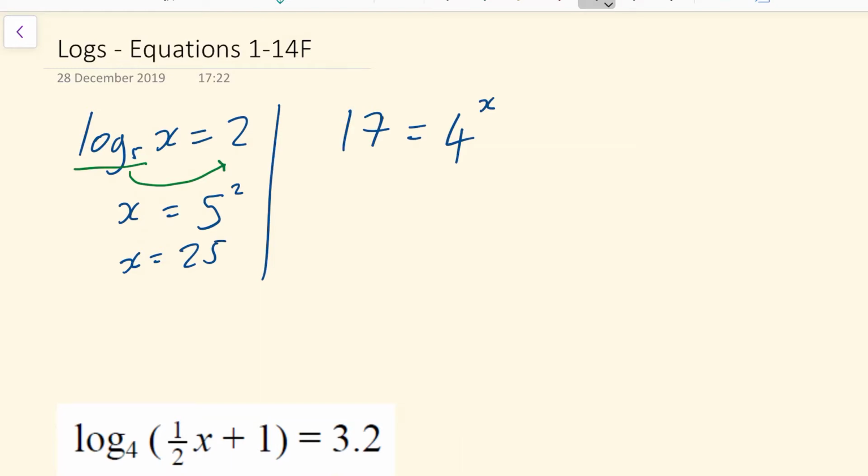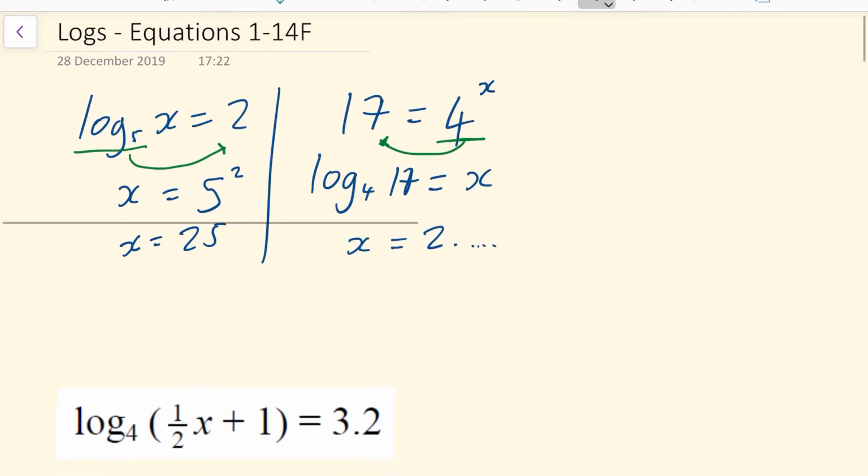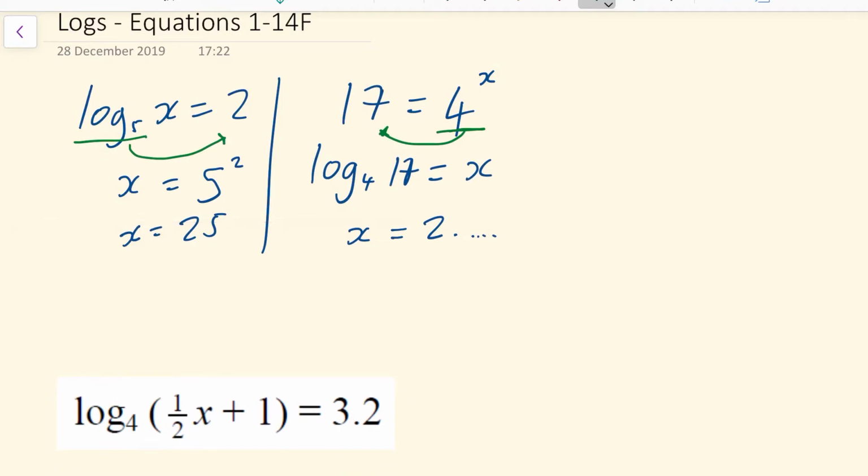But how can we actually, rather than just estimate it, how can we do it? Well, the opposite of 4 to the power of, this bit here, is a log to the base 4 of 17 equals x. And if you place that into a calculator, you will get x equaling 2 point something. So they are the two main rules you need to have a look at.